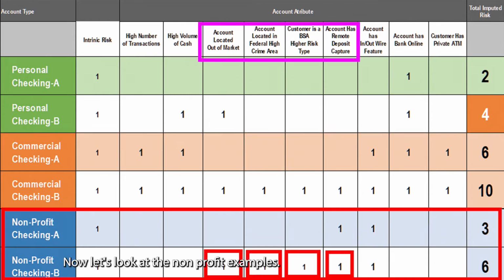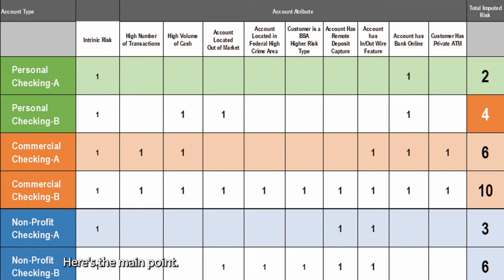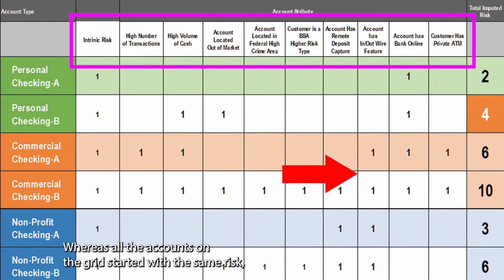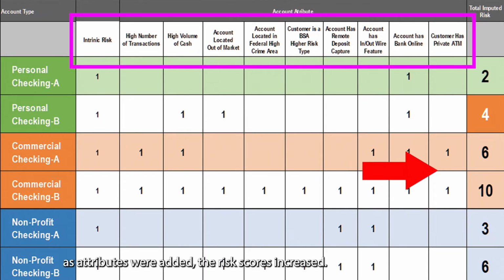Now let's look at the nonprofit examples. The nonprofit B example has more risky features than example A. B is located out of the institution's market and is owned by an individual who is classified as higher risk. Here's the main point. Each attribute adds increments of risk. Whereas all the accounts in the grid started with the same risk, as attributes were added, the risk scores increase.